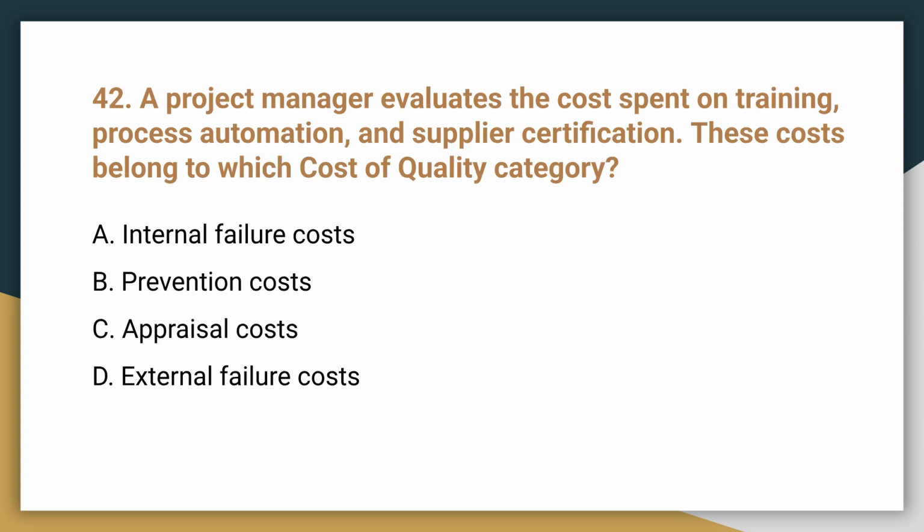Question 42. Costs spent on training, process automation, and supplier certification belong to which cost of quality category? The answer is B. Prevention costs. These activities are undertaken to prevent defects from occurring in the first place.